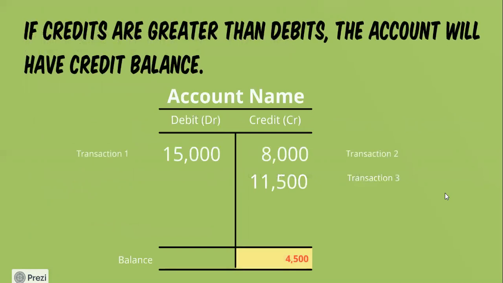If credits are greater than debits, the account will have a credit balance. For example, in your transaction 1, you recorded a debit of 15,000, then another transaction, a credit of 8,000, and another transaction, a credit of 11,500. Therefore, 8,000 plus 11,500 is 19,500, less 15,000 is equal to 4,500. If you notice, the credit side has a greater amount than the debit side. Therefore, the balance should be shown on the credit side.